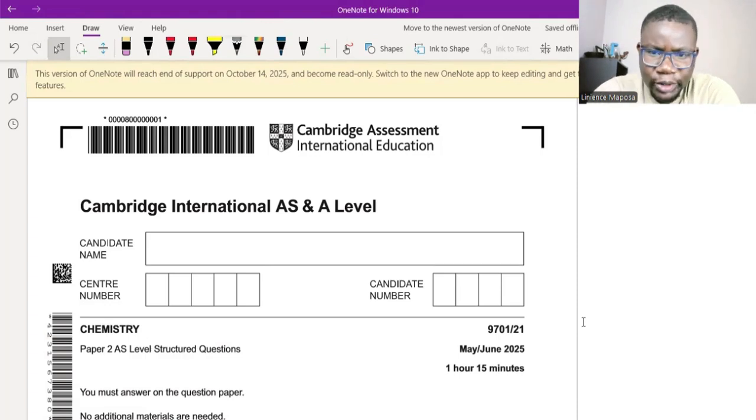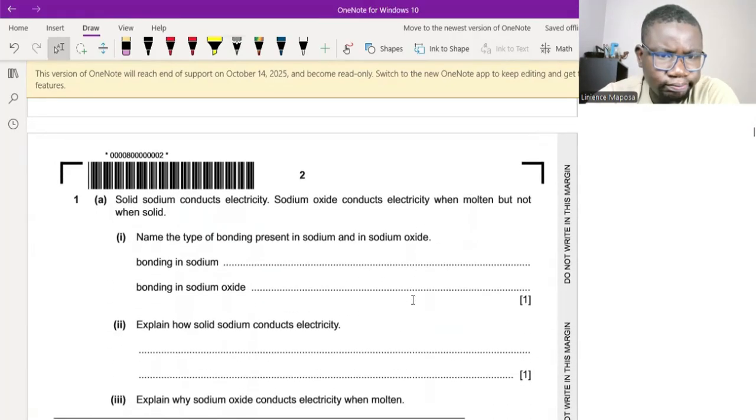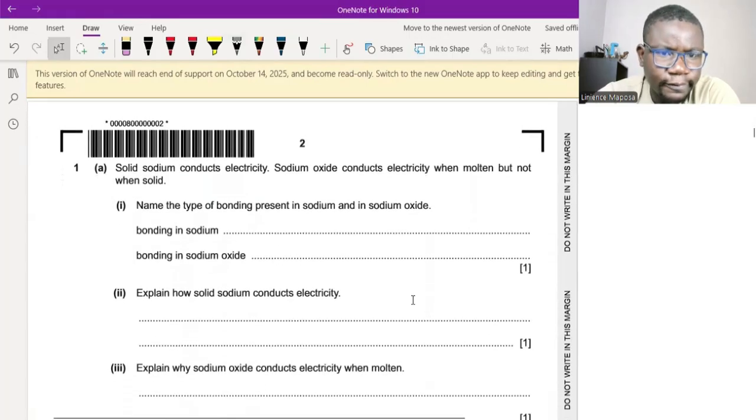Okay, guys, I'm going to look at this paper. This is May-June 2025, variant 2.1. So let's have a look at this paper and see if you can find some things useful.